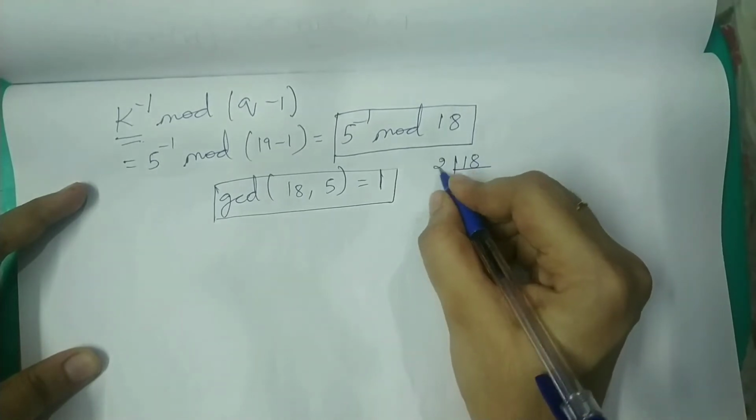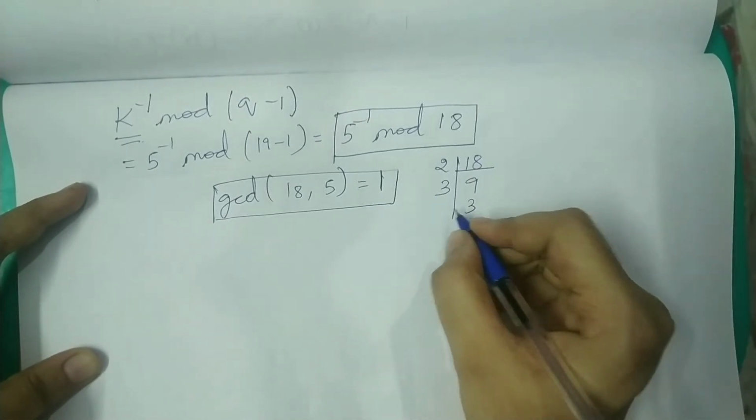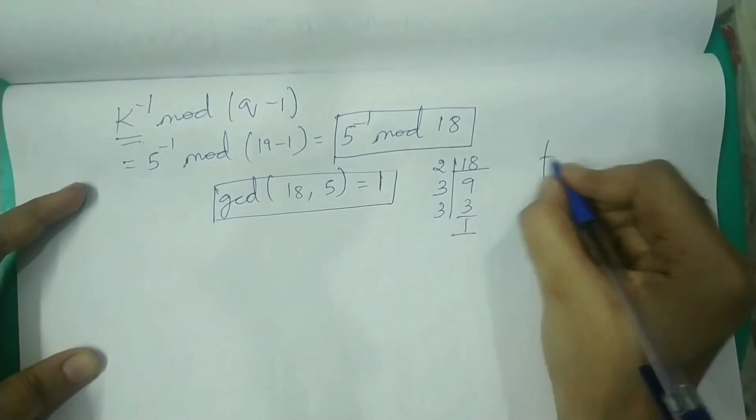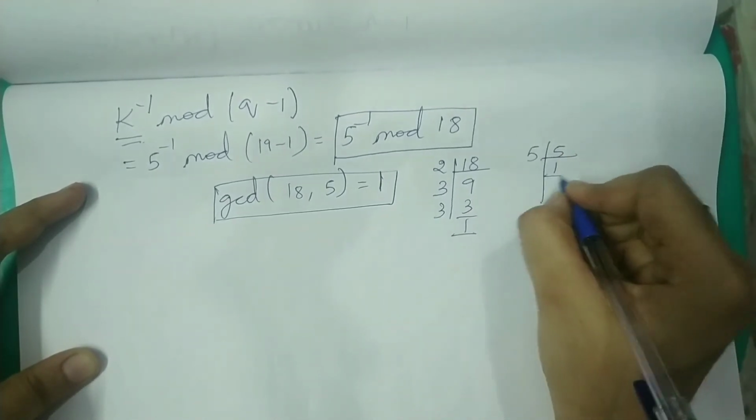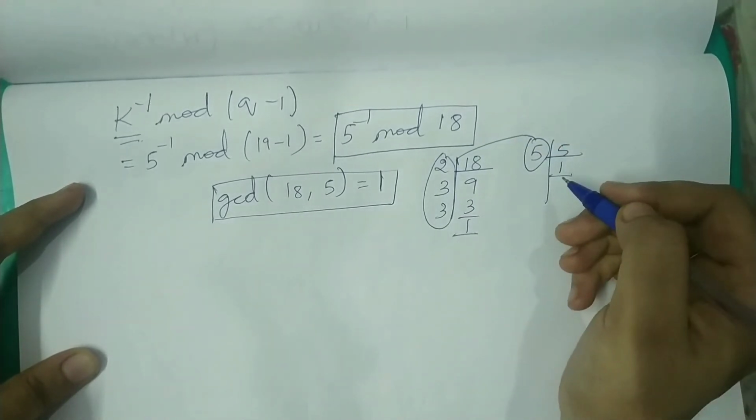18, it will go 2 times in the 2 table. So 9. Then in the 3 table, so 3 and 1. Here 5, it will go in the 5 table. So 1. Nothing is common in these two. Therefore the GCD is 1.